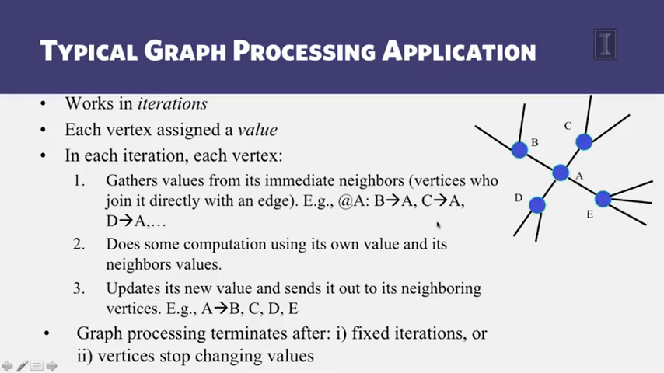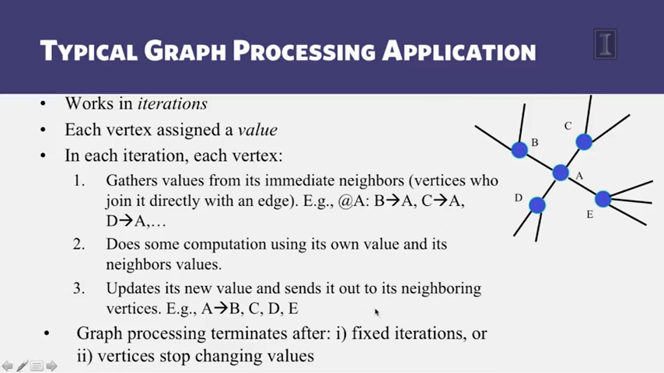Once it has all these values, A would then use its immediate neighbor values along with its own value to compute its own new value. And then at the end of the iteration, it would send out its new value to its immediate neighbors. So it would send out its value to B, C, D, and E. Then B, C, D, and E, in this iteration, they had also used the value of A to compute their own new values. And in the next iteration, again, they'll use the new value of A to compute their own new values. So this series of steps 1, 2, 3 is done for every vertex in the graph during each iteration.